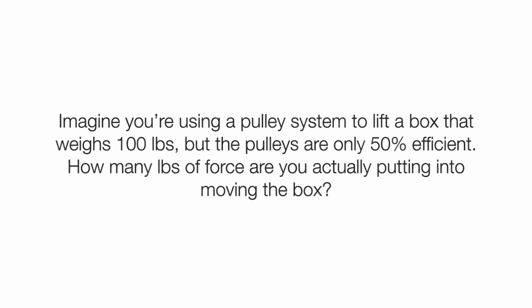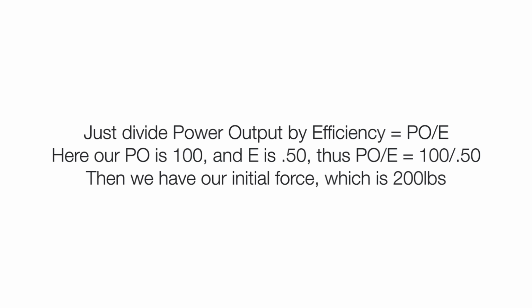Imagine you're using a pulley system to lift a box that weighs 100 pounds, but the pulleys are only 50% efficient. How many pounds of force are you actually putting into moving the box? Here's how to solve one of these. Just divide power output by efficiency. Here, our power output is 100, and efficiency is 0.50, or 50%.